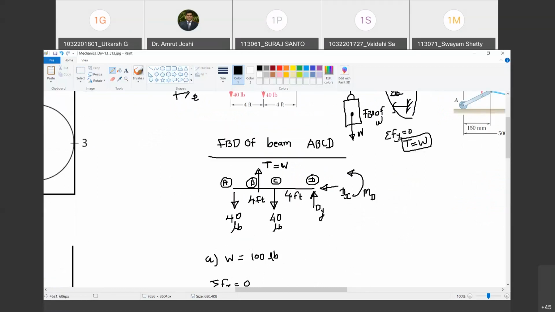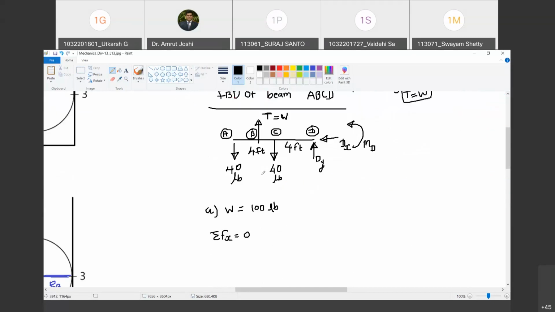वेट का फ्री बॉडी डायग्राम हो गया, उसका इक्विलिब्रियम इक्वेशन हो गया. Now we are applying the equation of equilibrium to the beam. Summation Fx equal to 0 will yield Dx equal to 0. There are no forces other than horizontal, so minus Dx equal to 0, that means Dx equal to 0. Happy? Great.